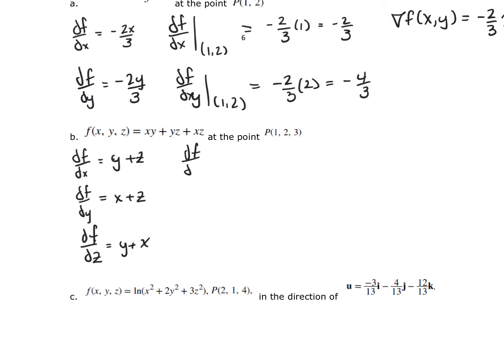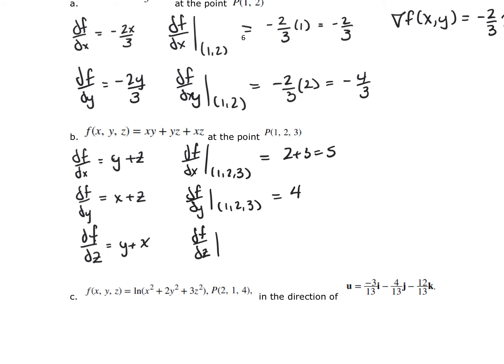Partial with respect to x at the point (1, 2, 3). So this is just going to be 2 plus 3, which is 5. That is the coefficient in the i direction. My partial with respect to y at (1, 2, 3) will give me 4. My partial with respect to z, evaluated at (1, 2, 3), of course gives me 5.